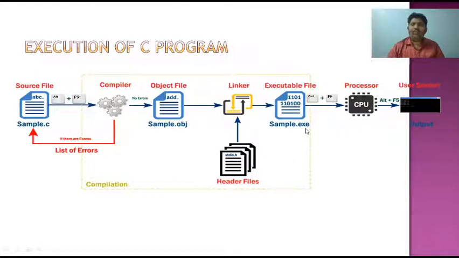Once the exe file is created, we press Ctrl F9, and then the processor will execute that program. To see the output, we normally press Alt F5 and we see the output. So this is the normal execution of a C program.